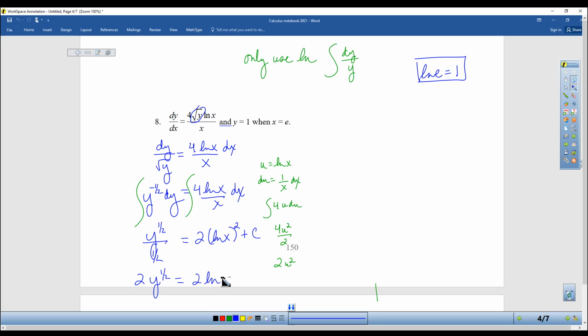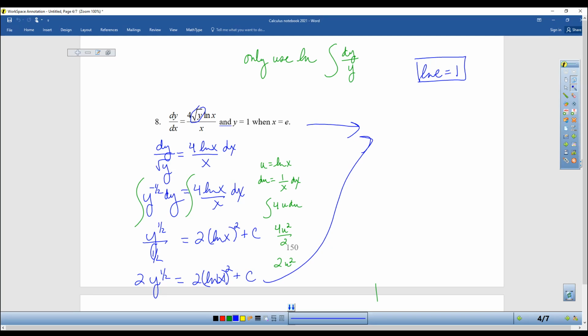2 ln of x squared plus c. Now, you can put the absolute value on it if you want, but it didn't have an absolute value when I started. So I figured that's not my responsibility to do, but it's also not wrong if you want to just make sure. All right, I do need to actually find C.